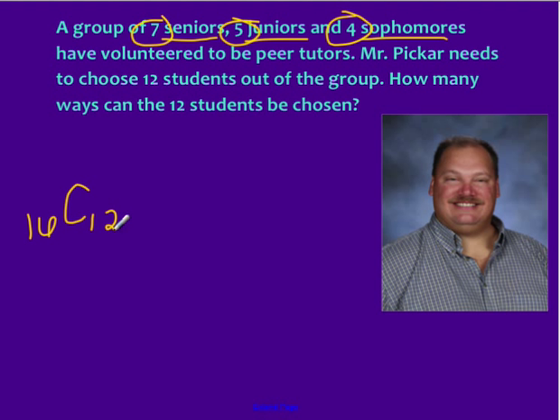Does it matter the order in which we choose them? Not really. We're just trying to look for a group of 12 students. It doesn't matter the order in which we chose them. So we're going to do 16 choose 12. So we have 16 factorial, and then we're going to divide that by 16 minus 12 factorial, and then times 12 factorial, because again, the order doesn't matter, so we're using that combinations formula.